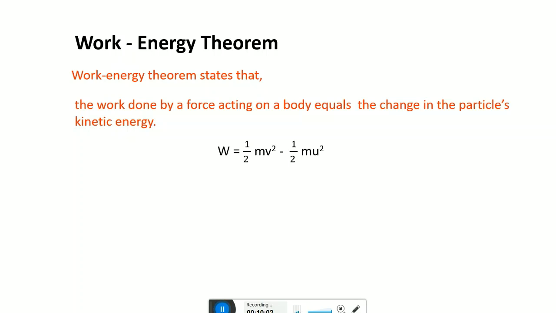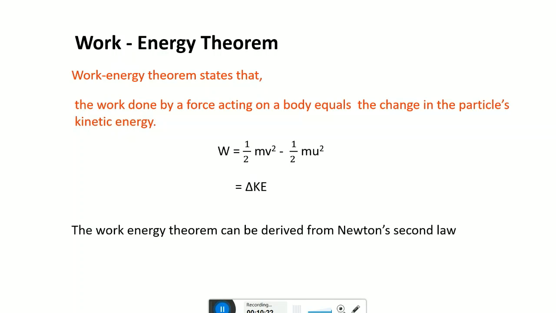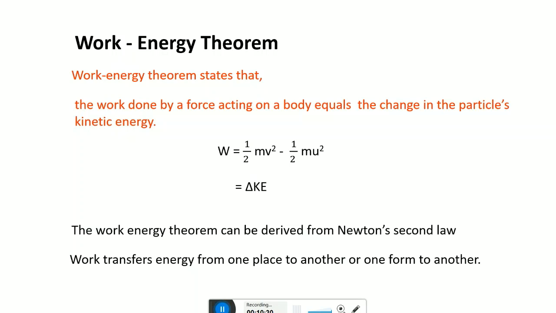As W is equal to 1/2 m v square minus 1/2 m u square, which is equal to delta K. u is initial velocity and v is final velocity of the particle. The work energy theorem can be derived from Newton's second law, that is F is equal to ma. Means from this relation we can say that work transfers energy from one place to another or one form to another form.